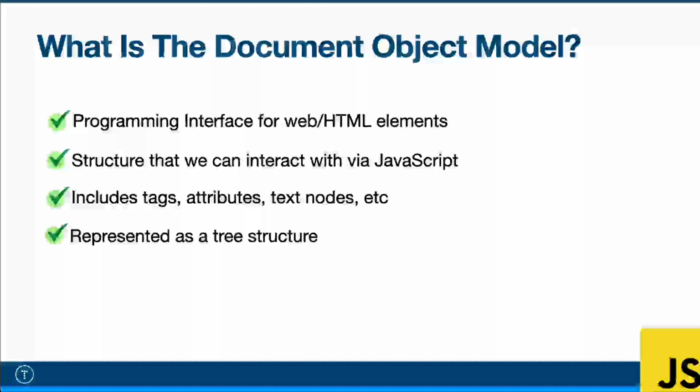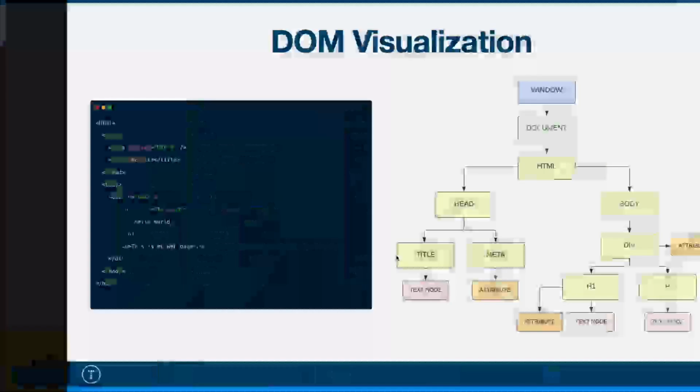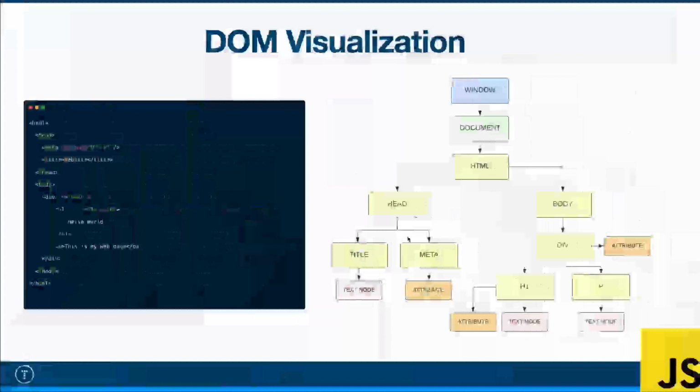It generally includes all the HTML tags, so you have access to those, attributes, and the text between tags, which are called text nodes. When you visualize the DOM, you usually visualize it as a tree structure, similar to what you see here on the right. What you see on the right is a tree structure of this web page, which is very simple. We just have our HTML tags, head and body tags, a div, an H1, and a paragraph.